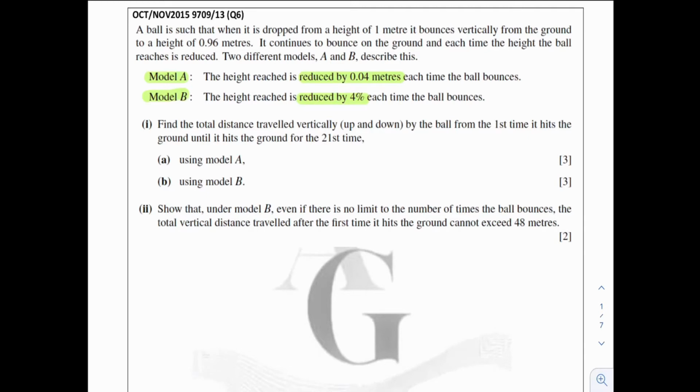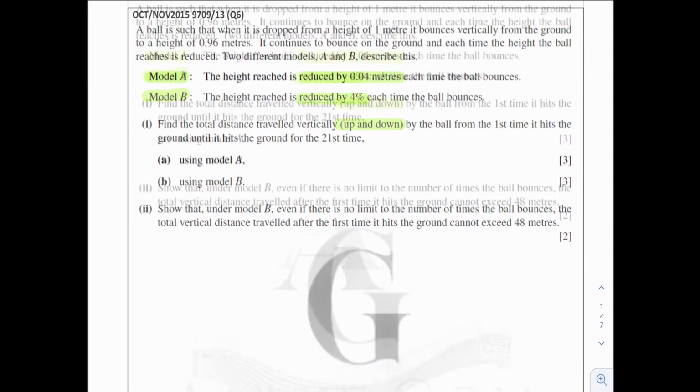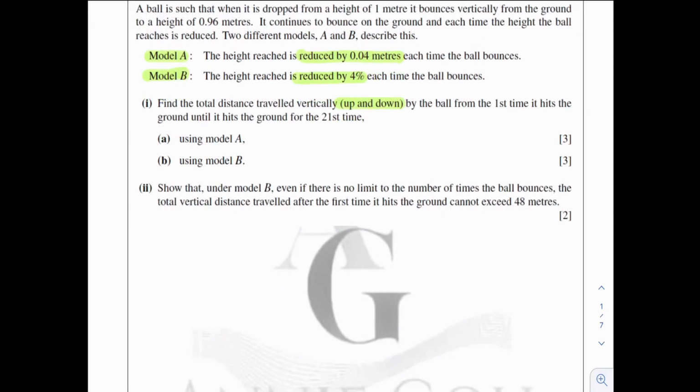So have a look at part 1. Find the total distance traveled vertically, up and down, both directions, by the ball from the first time it hits the ground until it hits the ground for the 21st time. Alright, have a look at model A. Model A says that the height reached is reduced by 0.04 meters.